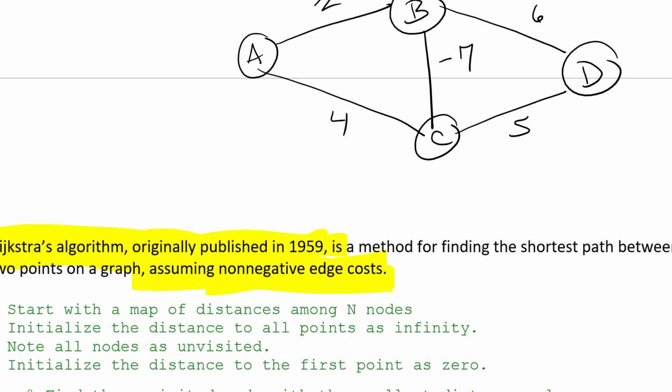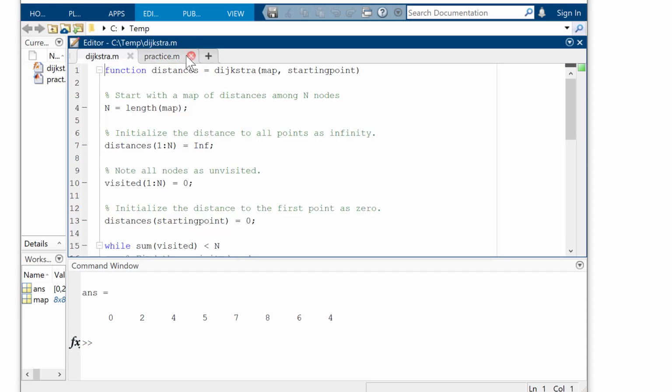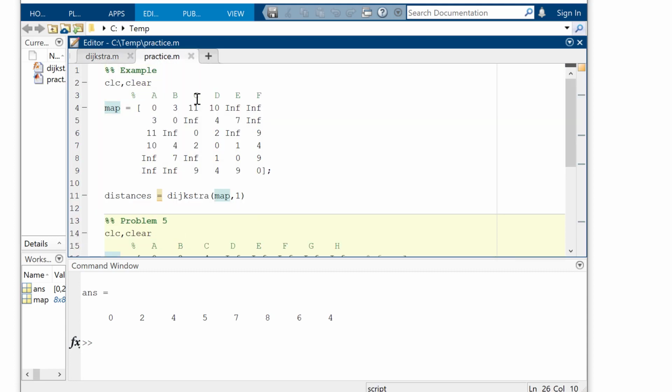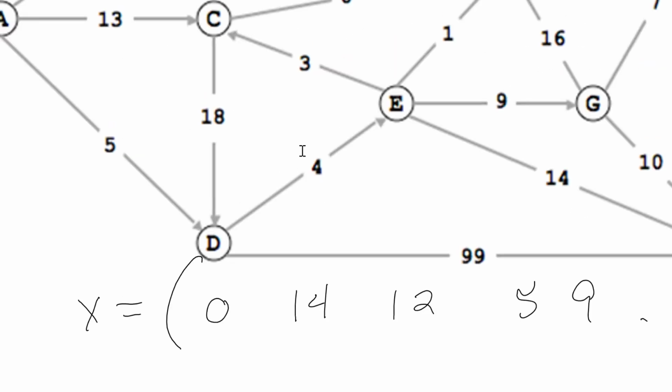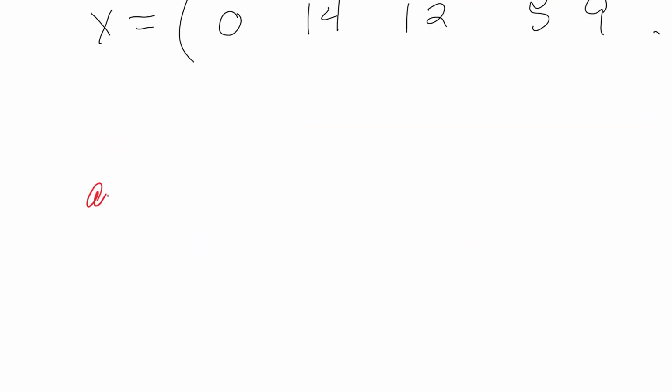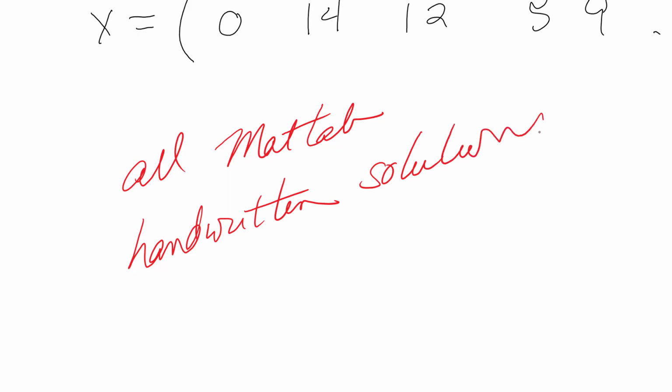Oh, I remembered what I wanted to say. At the end of this, you should have your MATLAB code where you have your Dijkstra, and then your practice, and then you would have like the problem 2, problem 5, problem 7, and then the last problem. So whenever you turn in your files, make sure you turn in all of your MATLAB files. But I still can't spell. I also want to see your handwritten solutions.